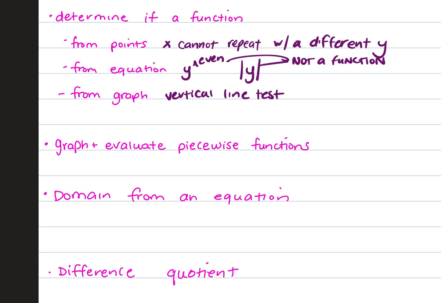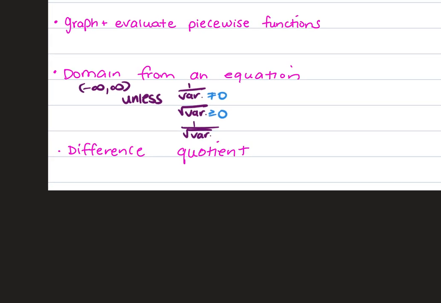In 1.2, we did domain from an equation. So we're looking, right, it's all real numbers. So it is negative infinity to positive infinity unless there's a variable in the denominator, a variable under a square root, or the combination of the two. If it's in the denominator, we set the denominator not equal to 0. If it's under the root, we set it greater than or equal to 0. And if it's in the bottom of the fraction and under the root, we say it's greater than 0.